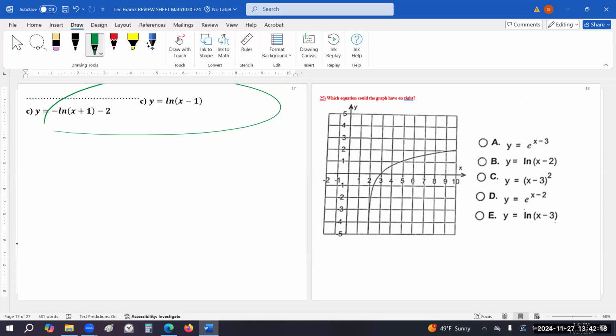So you start by observing the shape. What is the shape of this graph? Is it an exponential or is it a log? Exponential has a shape this way. So it's not an exponential. So exponential cancels out, unless you have a reflection twice. Reflection twice, exponential becomes log.